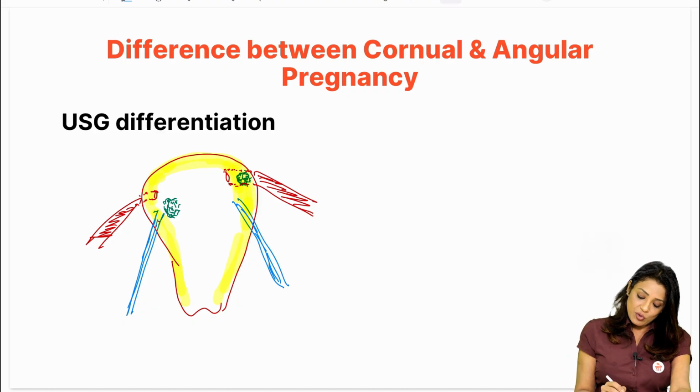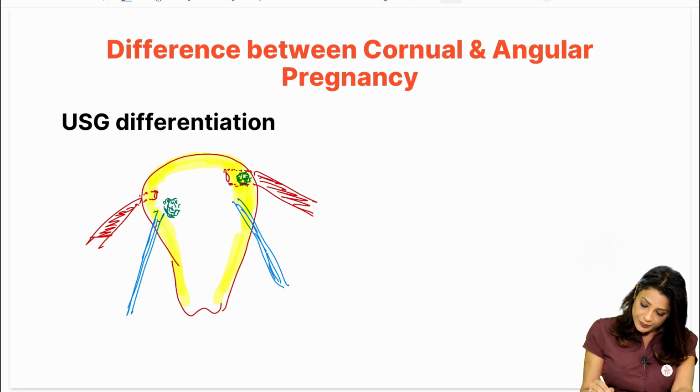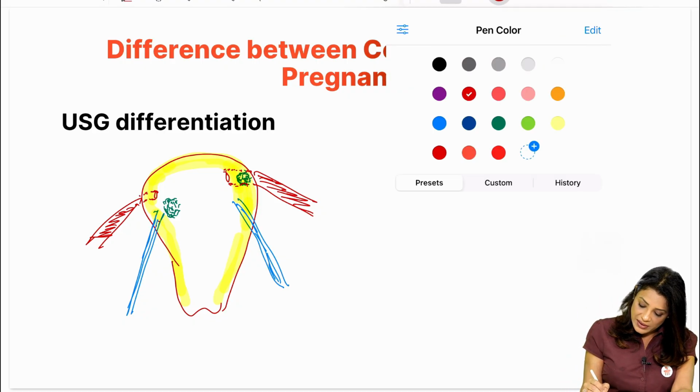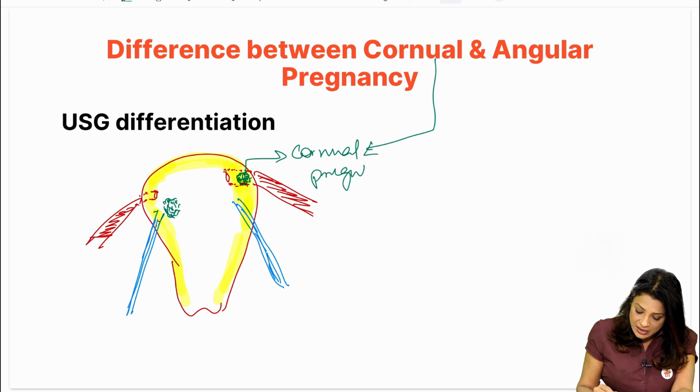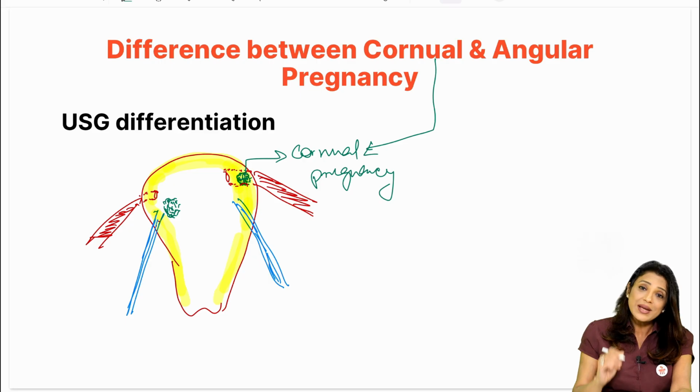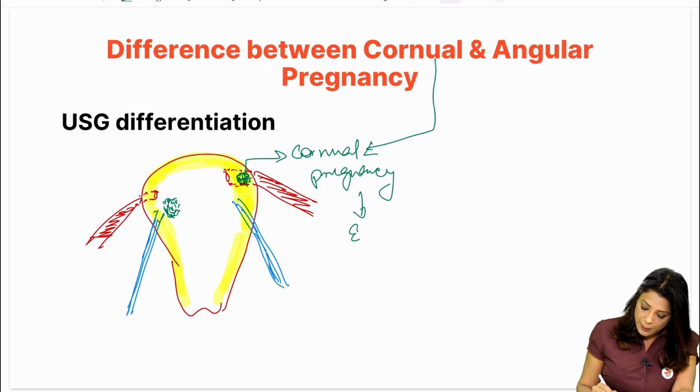Now what I have drawn in this green color, this green color is the ectopic pregnancy. Now this is happening in the interstitium. So what is this? This is a cornual pregnancy. This is a cornual pregnancy because it is happening in the interstitium of the tube. It is not a part of the uterus. So this is an ectopic pregnancy, and this is very, very dangerous.